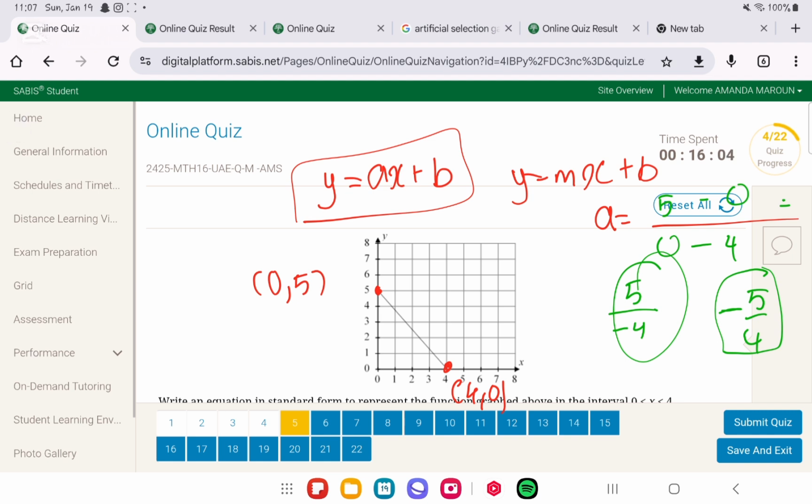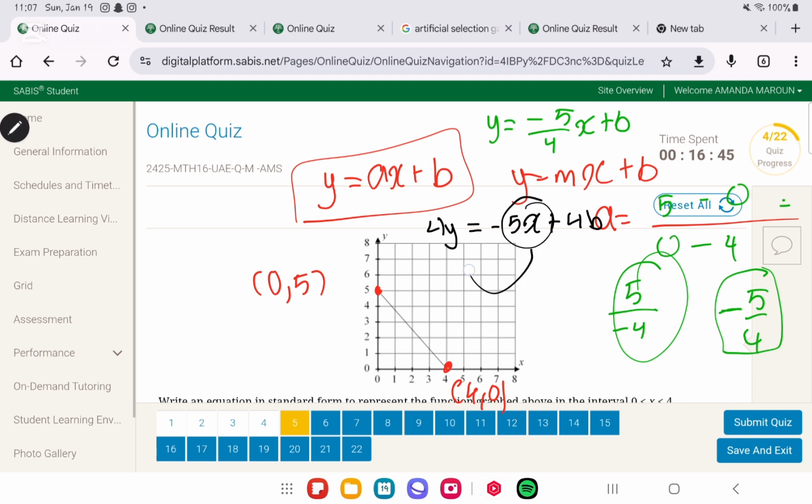Okay, so we put it in the equation: y is equal to minus 5 over 4 x plus b. Now, let us multiply everything by 4 because we need to get rid of the fraction. Personally, I don't like to see a fraction as the slope. And so we get 4y is equal to minus 5x plus 4b. Now we move minus 5x to the other side, and we get 5x plus 4y is equal to 4b.